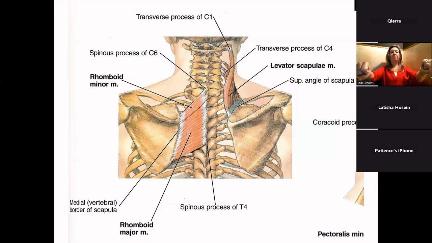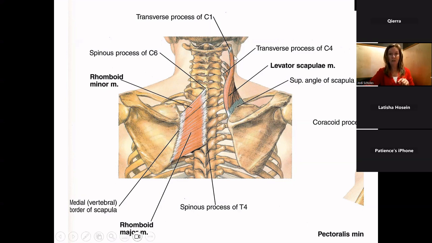Bring those two borders of the scapula toward the spine. Squish them together. Imagine you've got a walnut back there and you're going to crack the walnut with your scapulas. See if you can squish them. That's retraction of the scapulas, and that is the major movement of the rhomboids.